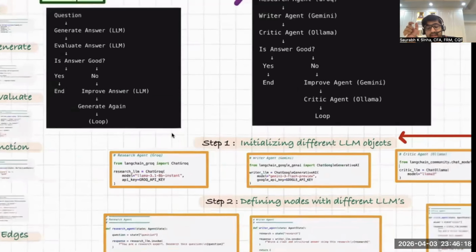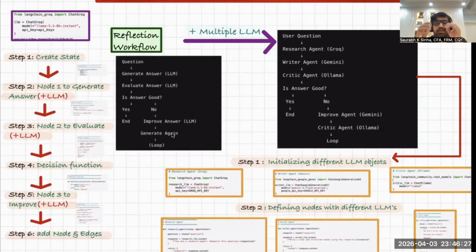Now, in the next lecture, if you understood all the concepts, fine, but in the next lecture, we'll implement this entire architecture in Python using LangGraph and a Jupyter Notebook. And there we'll try to compare the reflection agent and the multi-agent system. That would be a practical session. With that, I'll pause here.